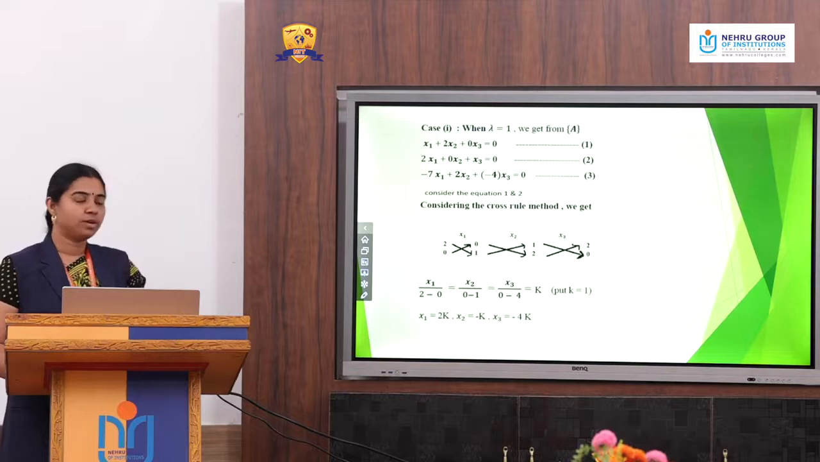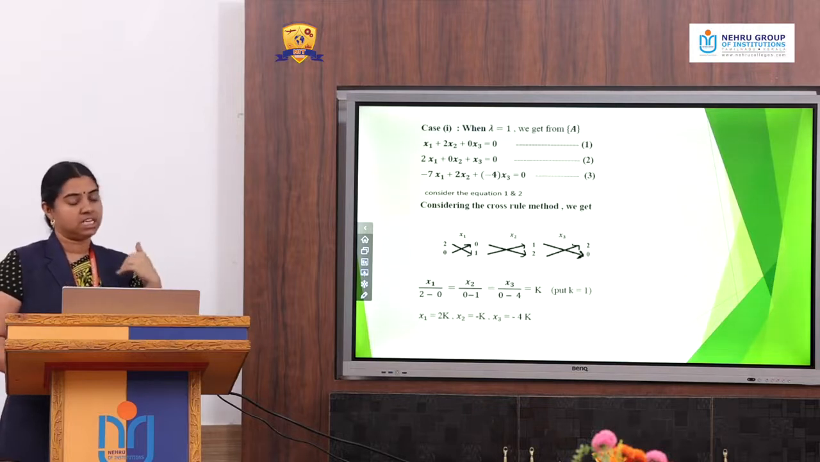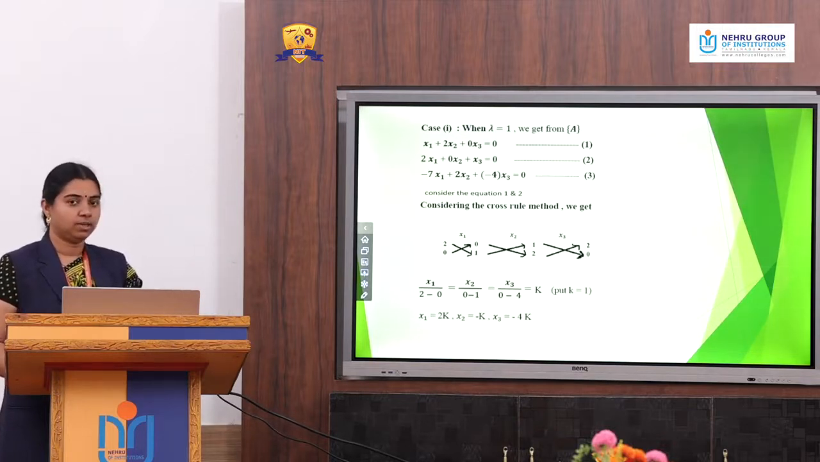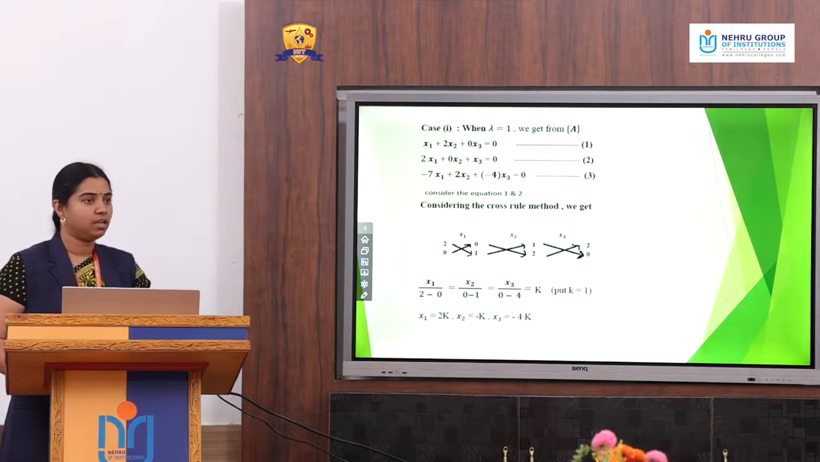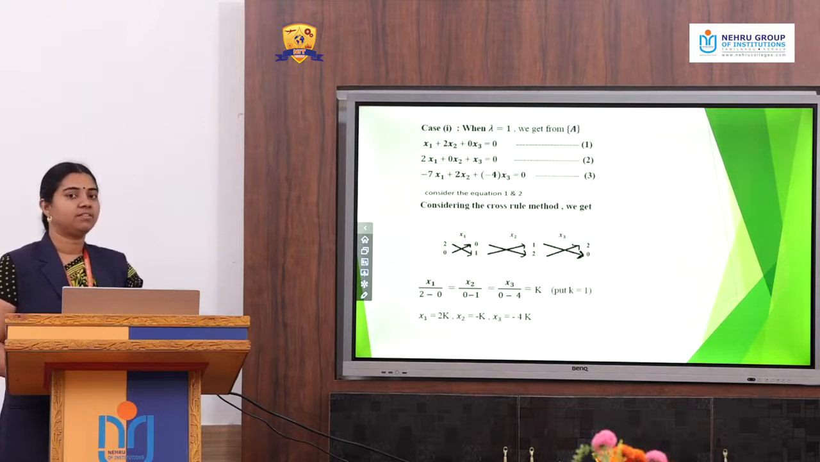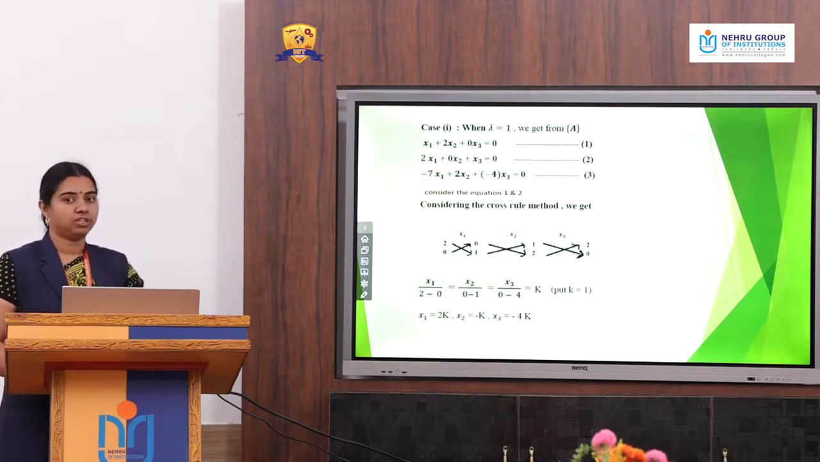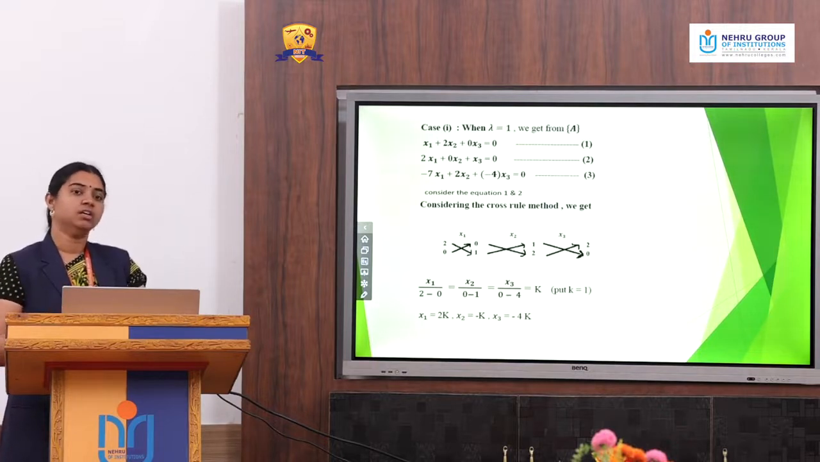To solve these equations, only the cross rule method can be used. If there were two equations, we could use the two-equation solving procedure and get the answer within a step, but here we have three equations because the matrix is 3 by 3. So we use the cross rule method. Among these three equations you may consider any two, 1 and 2, or 2 and 3, or 3 and 1. If you choose any two equations, you will surely get the same eigenvector. Here I consider equations 1 and 2.